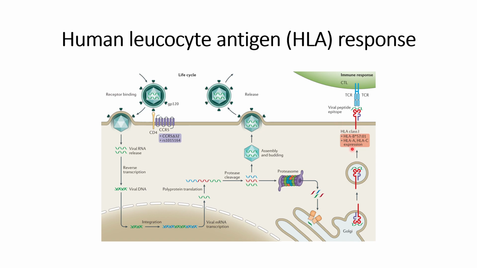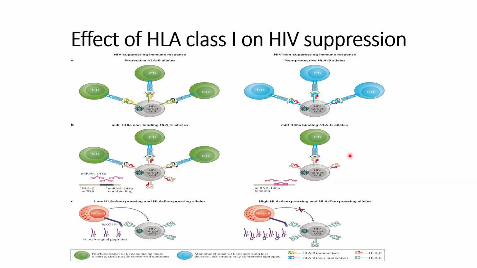So let us continue. There are three kinds of HLA expressions. One is HLA-A, another one is HLA-C, and the third one is HLA-B 5701, and these are combined together and called HLA class 1. They will then form a receptor on the infected cell that is recognized by T cells, and then it can trigger an immune response. How these different kinds of expressions lead to different kinds of response, we will discuss in the next slide.